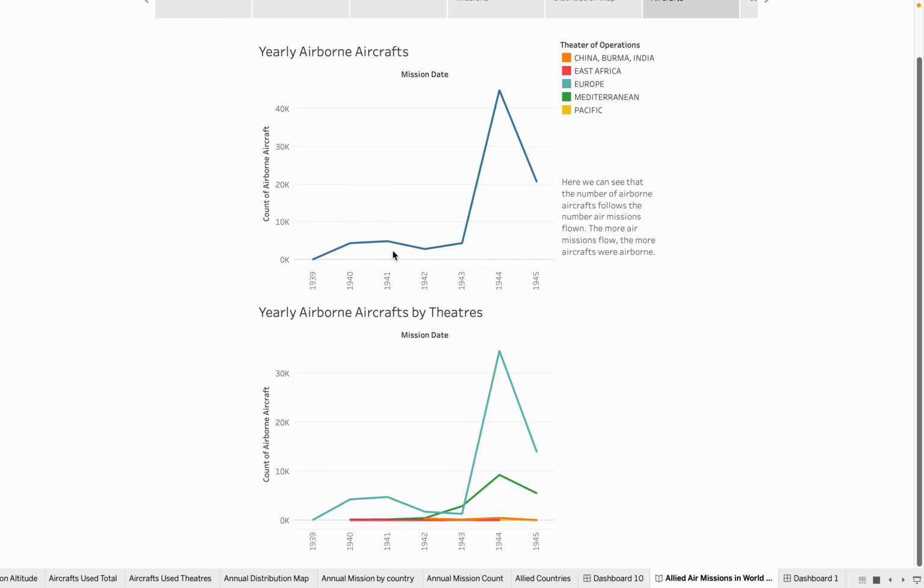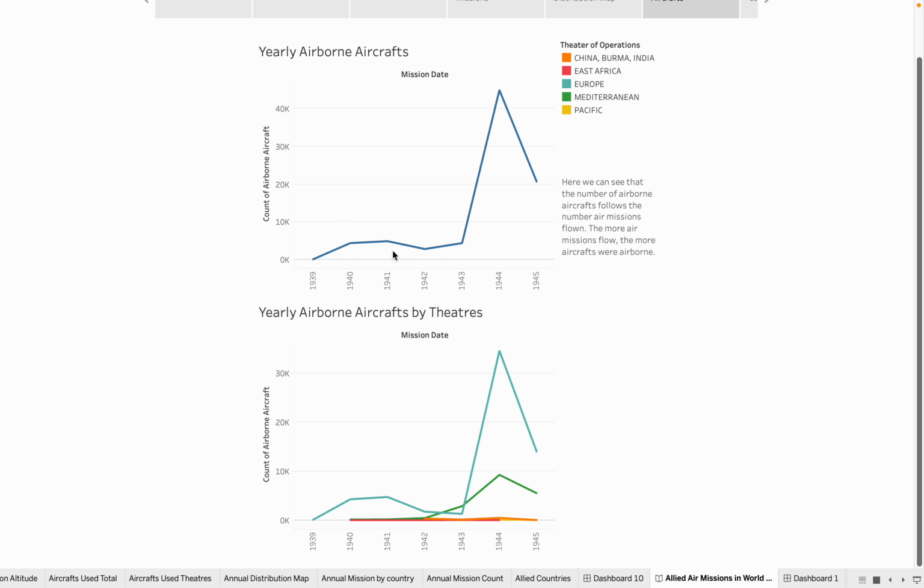This is the number of yearly airborne aircraft. So this is a continuation of what we were seeing earlier. We remember that the number of missions peaked in 1944, right? So the number of missions actually correlates with the number of aircraft used. More missions means more airborne aircraft used. So you can see that it peaked in 1944 as well.